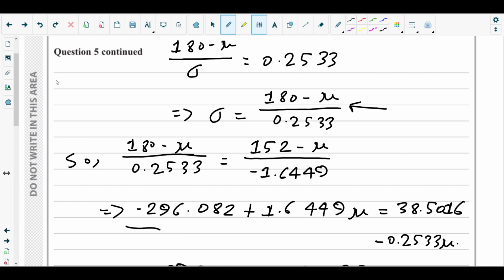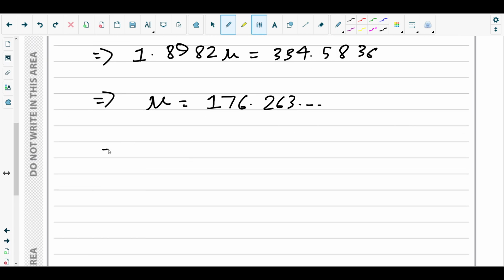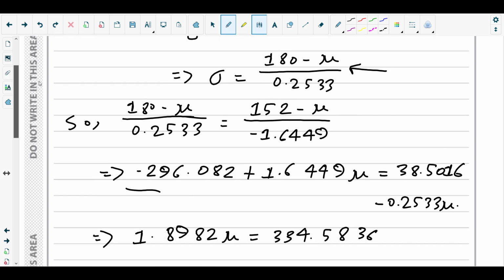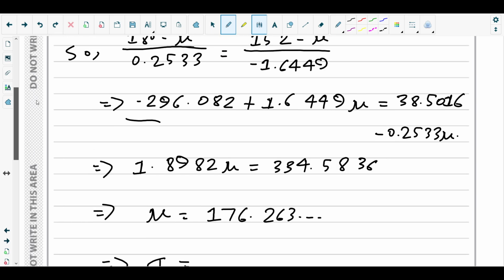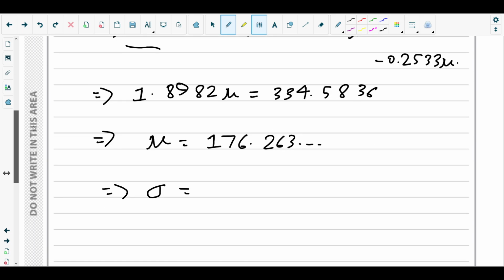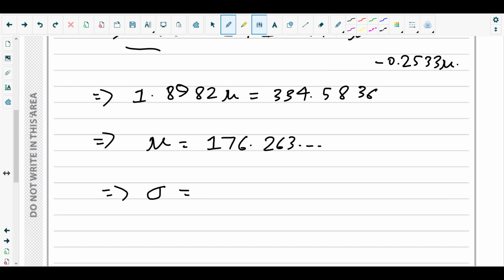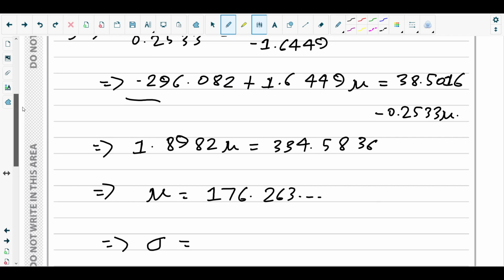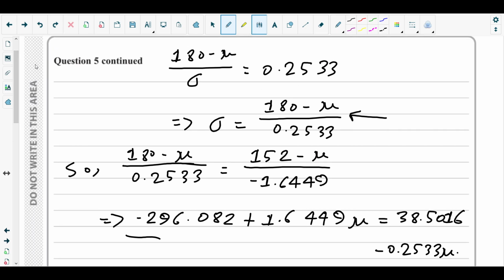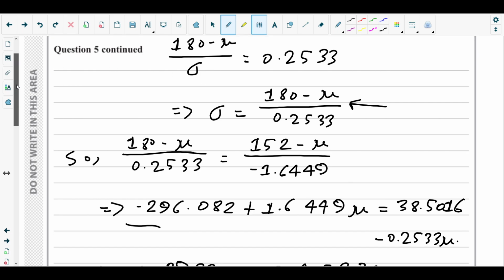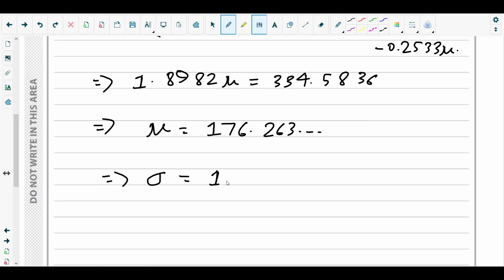Now using the exact value of mu and using this equation, find out the value for sigma. It's a bit long calculation. So 180 minus mu, mu is what you got in your calculator, so 180 minus the answer, that is 176.263 something, 180 minus answer over 0.2533, so this is basically 14.750881. And it keeps going, an irrational number, 14.7508, it keeps going.